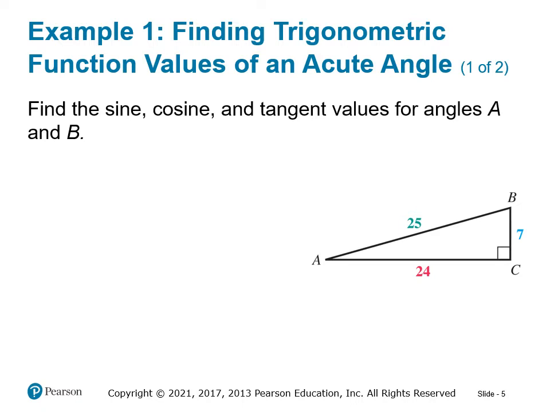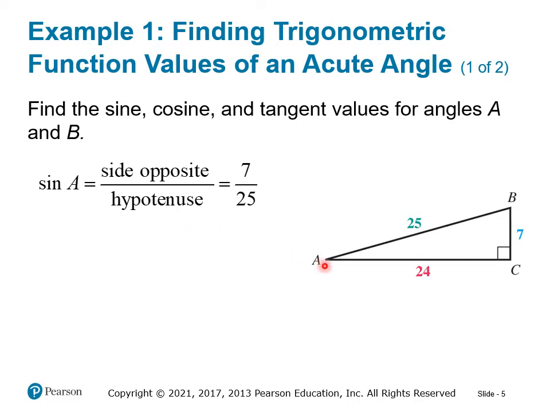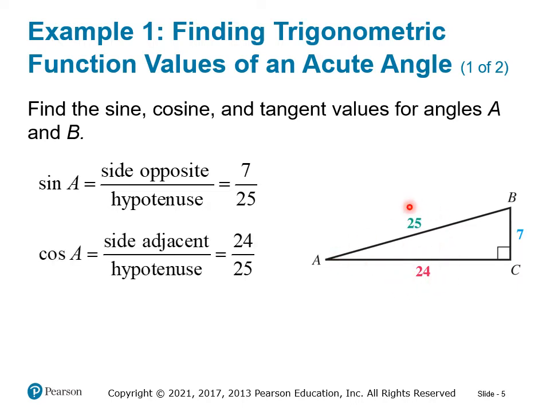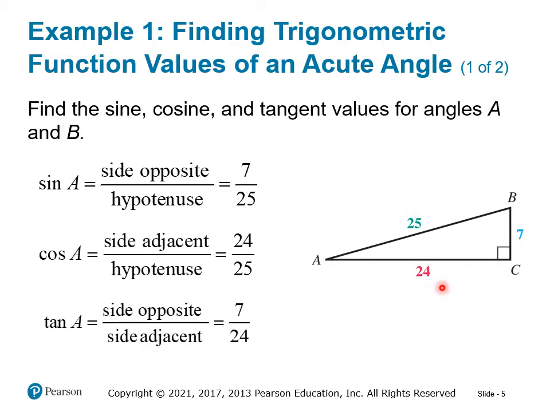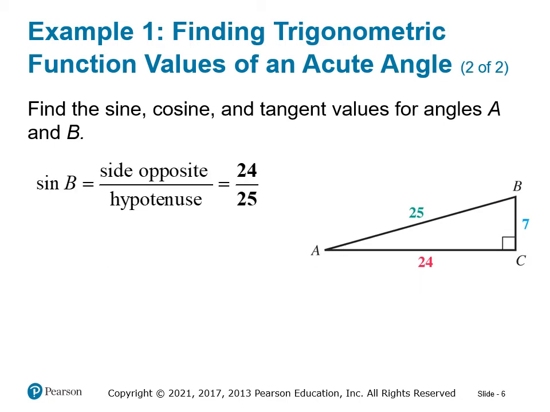So here you have a triangle, and they want you to find the sine, cosine, and tangent values for angles A and B. You might want to hit pause right now and then try this out, put those down on your scratch paper, and then come back. Okay? So the sine of A is the opposite over the hypotenuse, 7 over 25. Cosine of A is adjacent, 24, over the hypotenuse, 25. And tangent is opposite over adjacent, so it should be 7 over 24.